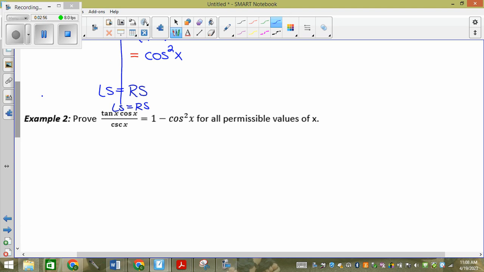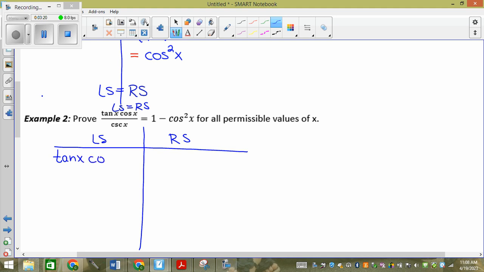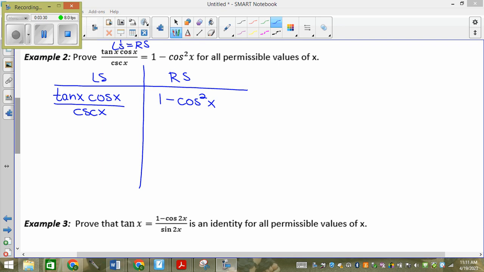All right. Looky here. What's the first step? What's your first step? Rewrite it with LS and RS, right? The only step I'm going to do, and then you're going to try it out. We're going to try it out.